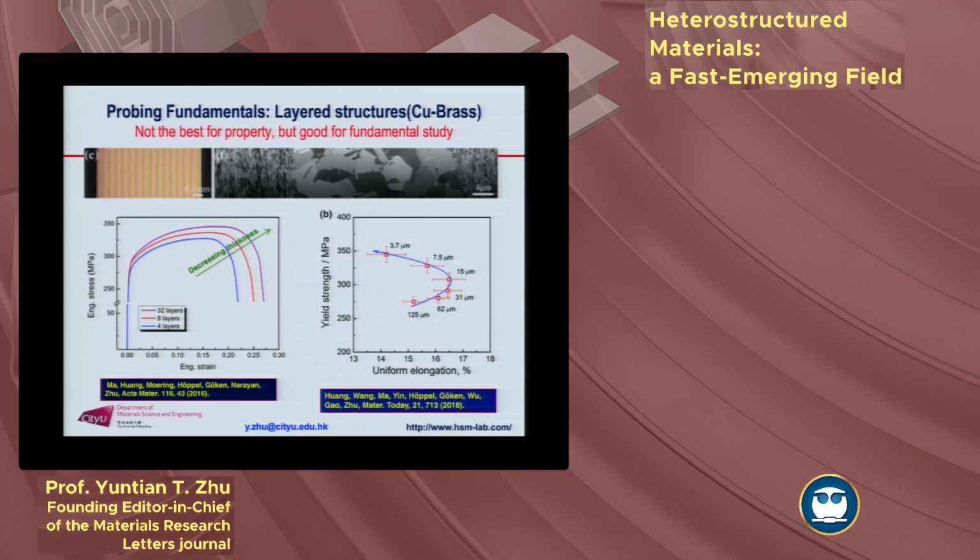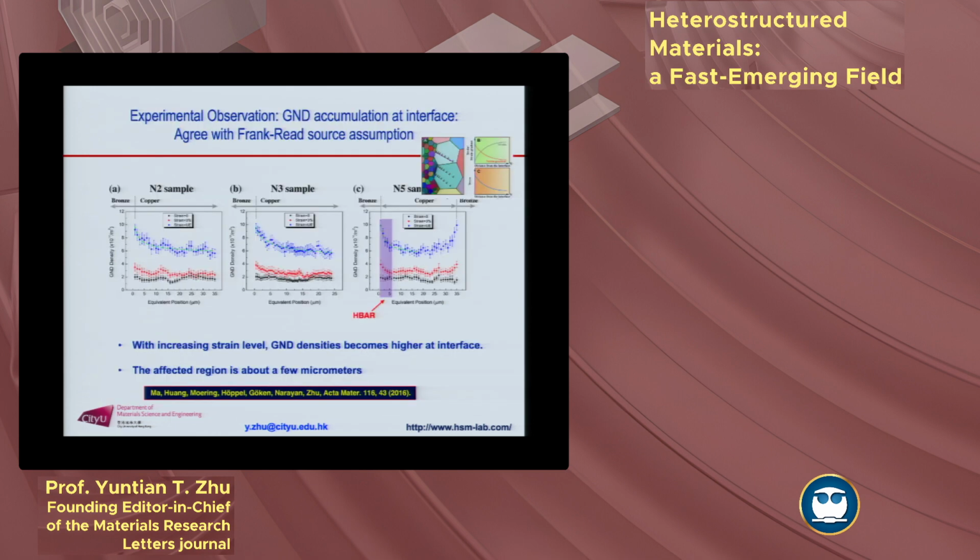And when it reaches the optimum spacing, continue to decrease. The spacing is from 15 to 7.5 to 3.7. The strength continues to increase, but the ductility starts to decrease because you are not leaving enough spacing for GNDs to pile up to give you this HDI strain hardening. So there's an optimum size when you do the design.